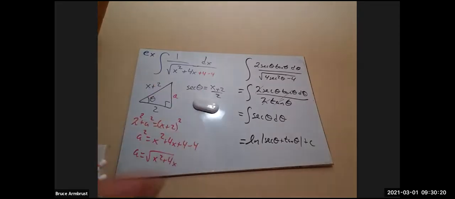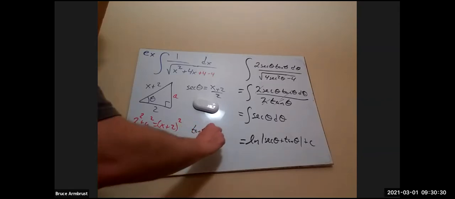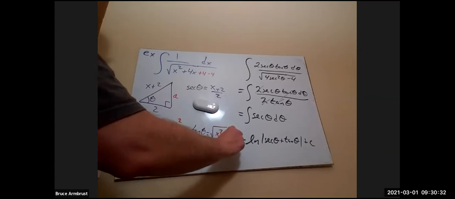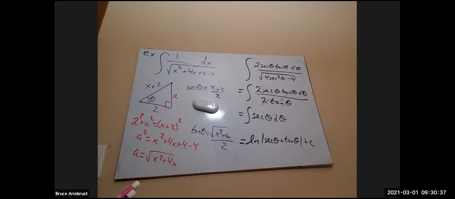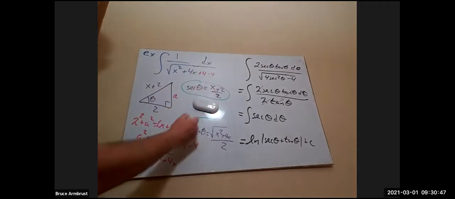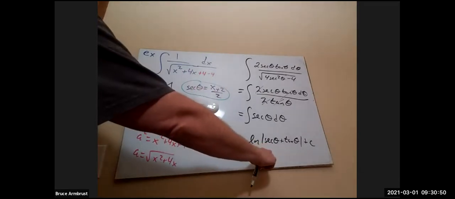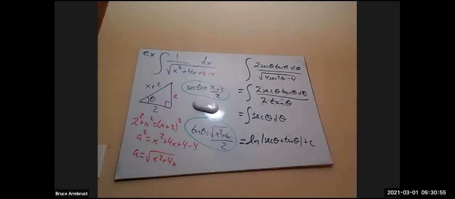All right, so from that, we know tangent. Remember, we wanted tangent of theta. So the tangent of theta is equal to the square root of x squared plus 4x over 2. Again, opposite over adjacent. And it's those two things that we needed because with our integral, after we did our trig integral, we have to substitute in for secant and tangent.